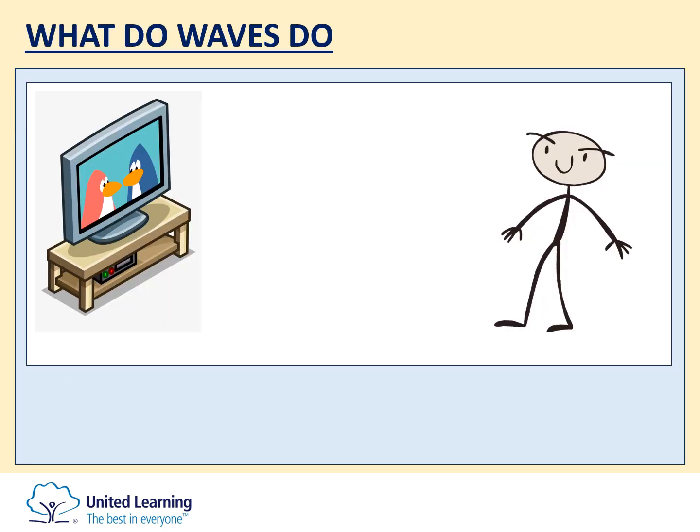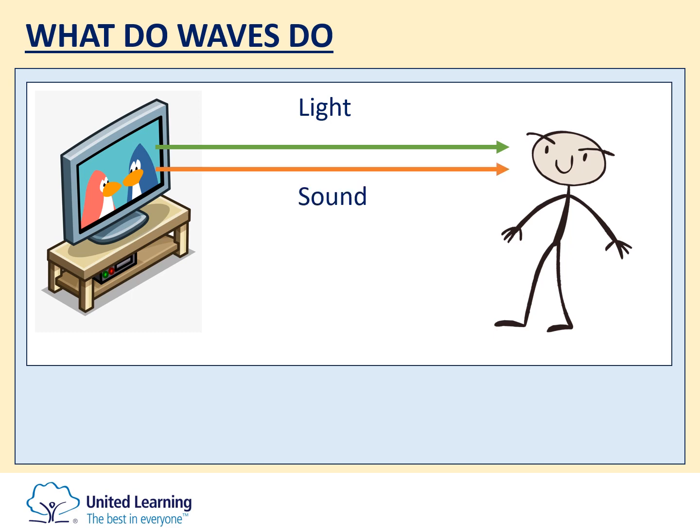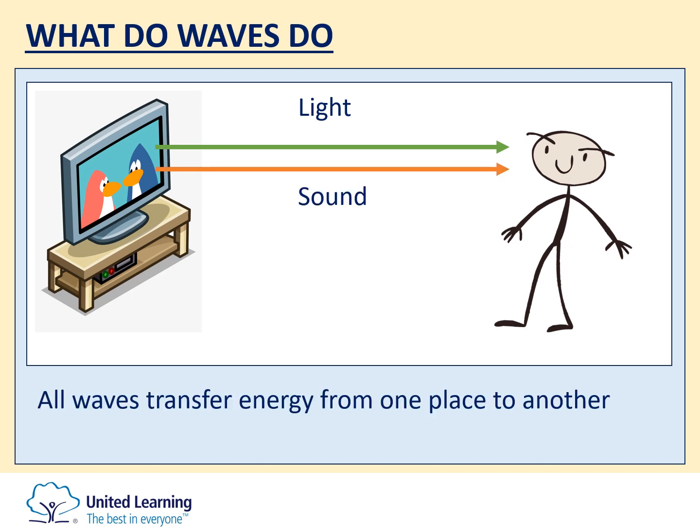So, our first visit will be to the waves topic. And what do waves actually do? Light is a wave, sound is a wave. They are both methods of transferring energy from one place to another. And that is all waves are. They are just a means for energy transfer.